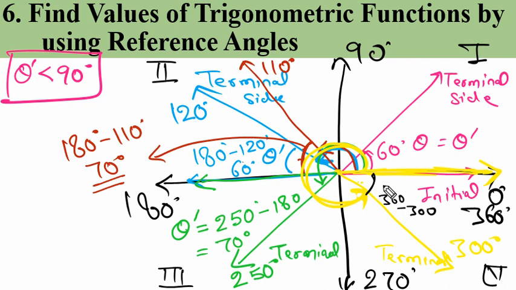360 minus 300, that will give you how much? That will give you 60 degrees. So as I said, reference angle is always an acute angle. So this time I have a reference angle of 60 degrees. That is how you will do it. Now if you look at the end, it looks very complex, but I did it step by step. I hope you understood.